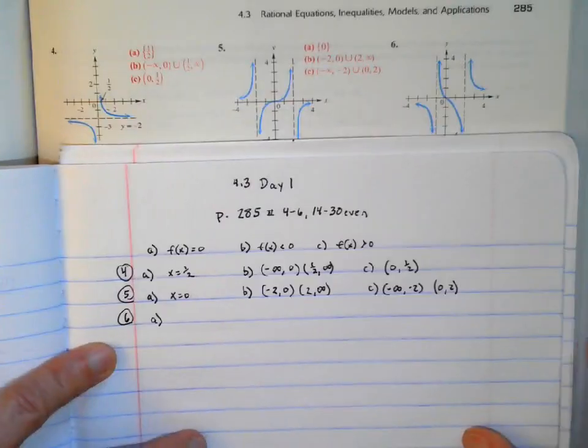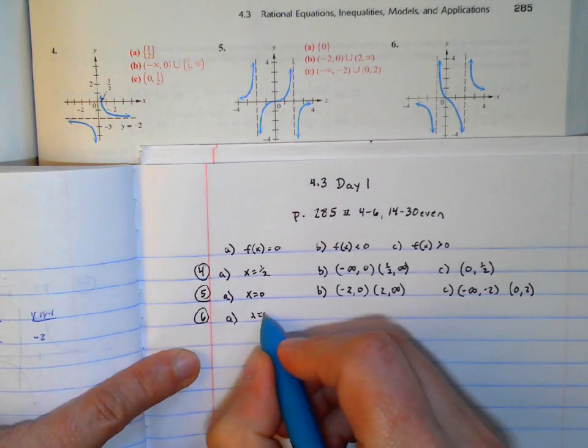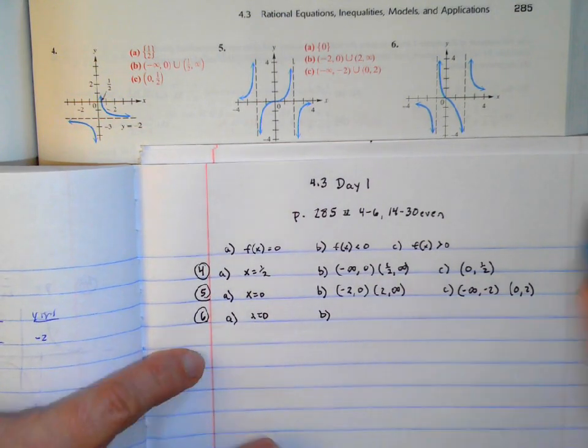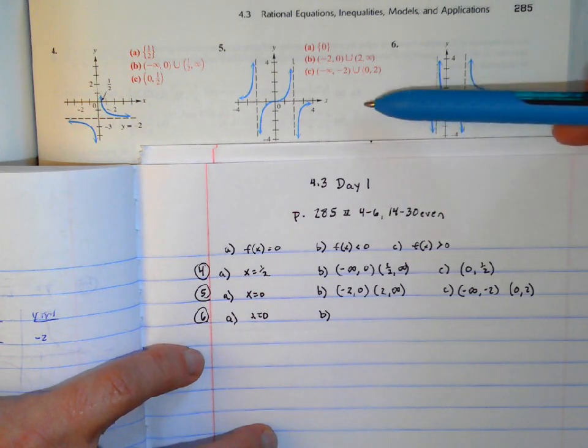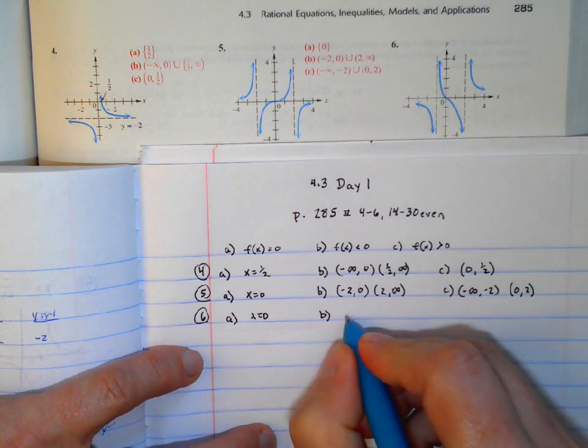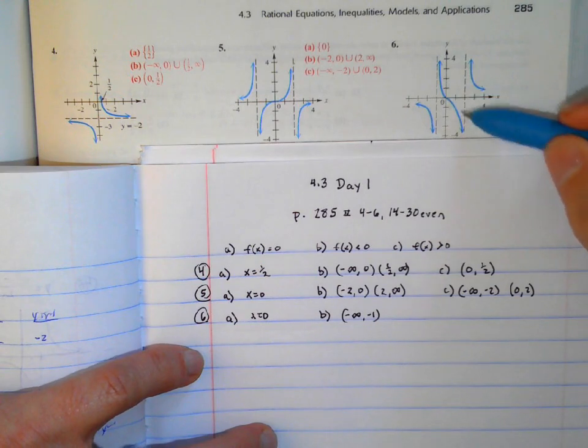Okay, number 6. Where is it equal to 0? It looks like right here at 0. Where is it going to be less than 0? So right here is less than 0. Here's less than 0. Okay, so this one would be from -infinity to -1. And then from 0 to 2.